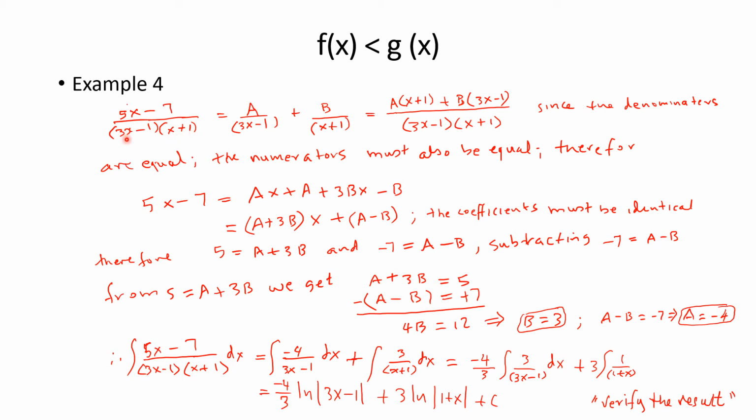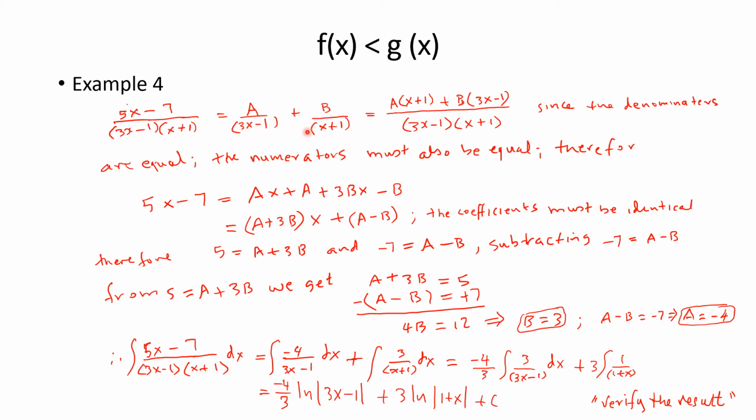So we know that 3x minus 1 is irreducible. We cannot reduce it any further. And x plus 1, we cannot reduce it. Both of them are just linear functions. So we can just put what? A over 3x minus 1, that's the first, and then B over x plus 1. So we split these into 2 and then we put them that way.